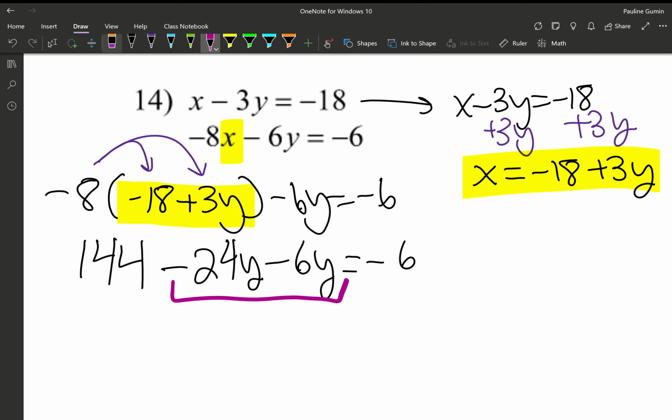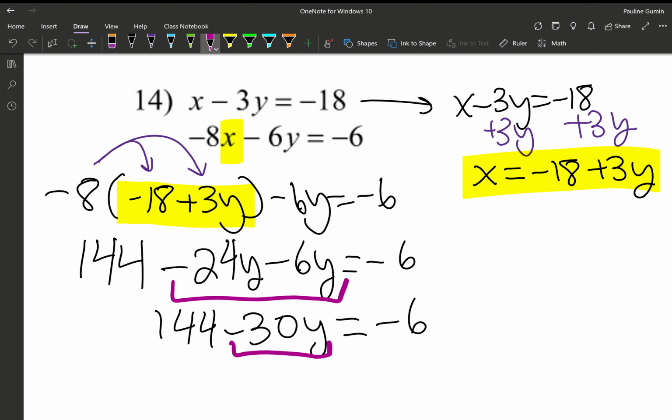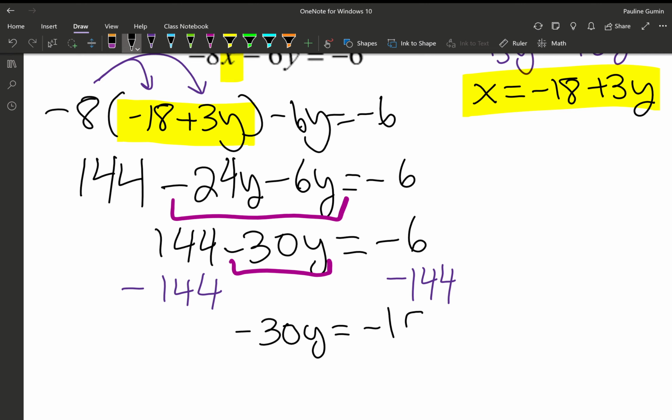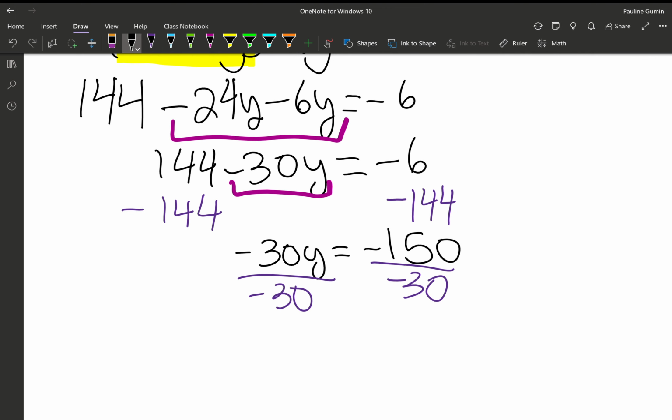Let's combine like terms. Negative 24y minus 6y is negative 30y. Let's subtract 144. So we have negative 30y equals negative 150. And we conclude this problem by dividing both sides by negative 30. Y equals 5.